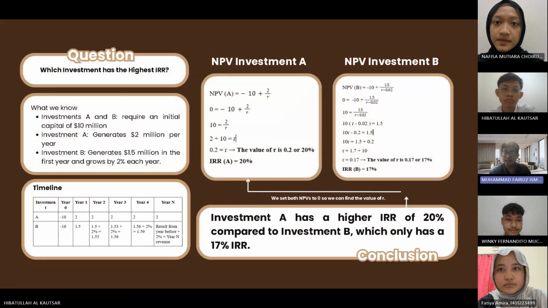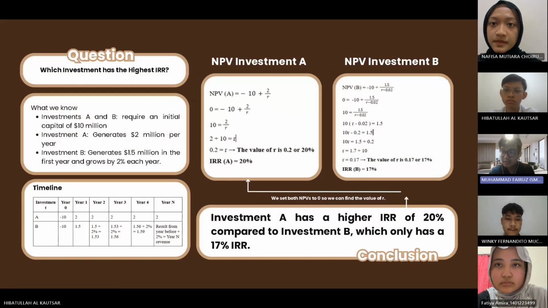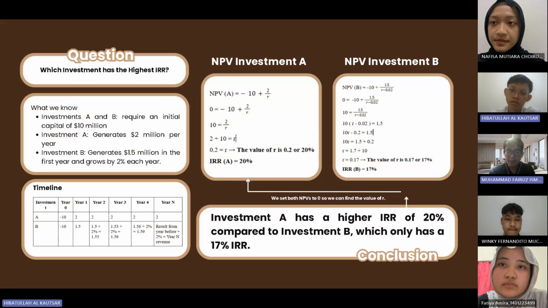Now I will answer the question: which investment has the highest internal rate of return, or IRR. So we are comparing two investments, A and B, both of which require an initial capital investment of $10 million. Investment A is straightforward. It generates a consistent return of $2 million annually.